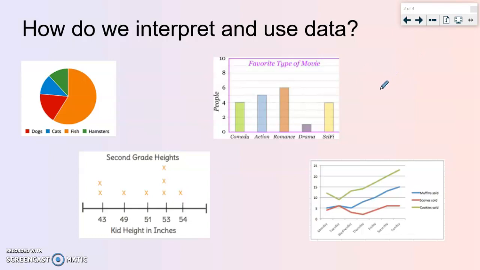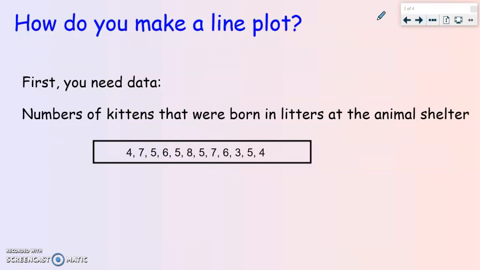Okay, so we're going to learn how to construct a line plot and then how to read the information in a line plot. So first off, how do we make one? Okay, so first you need data, and I've provided you some here. So these numbers here represent the numbers of kittens that were born in litters at an animal shelter.